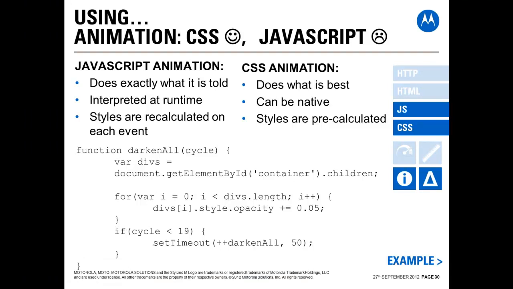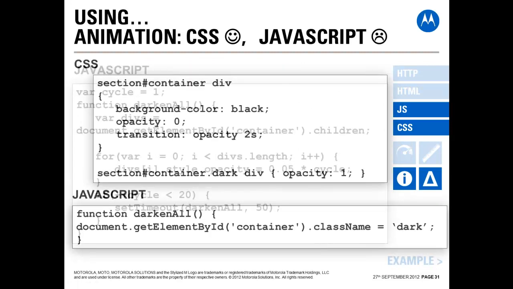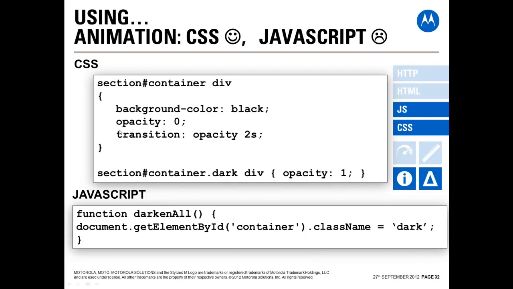So that's an example. At the bottom there is an example of how it's done in JavaScript. It's using the set timeout here, which changes the opacity by 0.05. And in CSS, it's much simpler. We just set a transition, so a change in opacity will take 2 seconds. By default it will be opacity 0, and we can change it to opacity 1. And then all the JavaScript will be needed is to change the class name to dark.